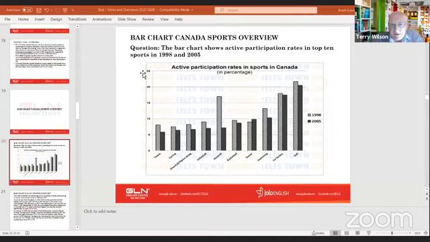So what kind of things can we see here for the overview? Well, straight away, it's pretty obvious that in 1998, there was more participation in sport than in 2005. Because with the exception of soccer, every sport in 2005 has a lower participation rate. So the participation rate has fallen, and that would be the first part of the overview.